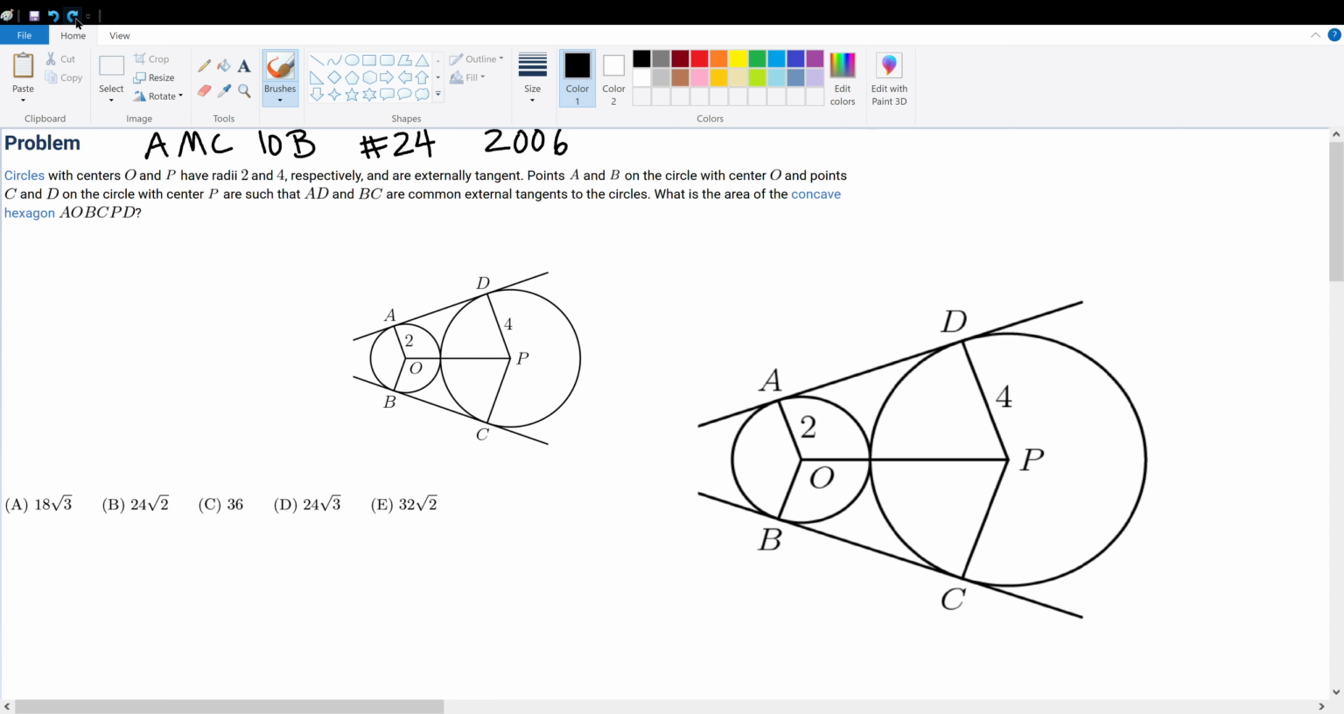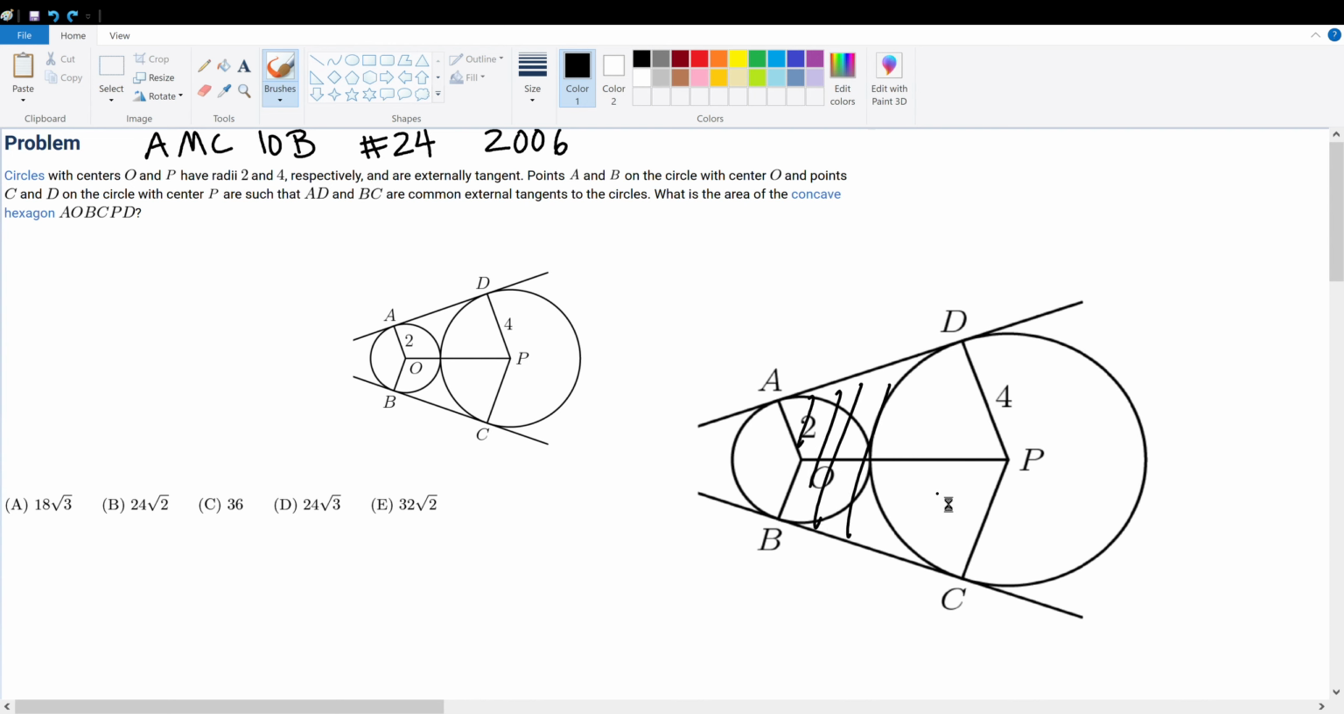Welcome back, everybody, to AMC 10B problem 24 from 2006. We're given two circles O and P, and we have externally tangent points A and D, B and C, and that the radii of the two circles are 2 and 4 respectively. We're trying to find the concave area of AOBCPD, and that's simply this region right here.